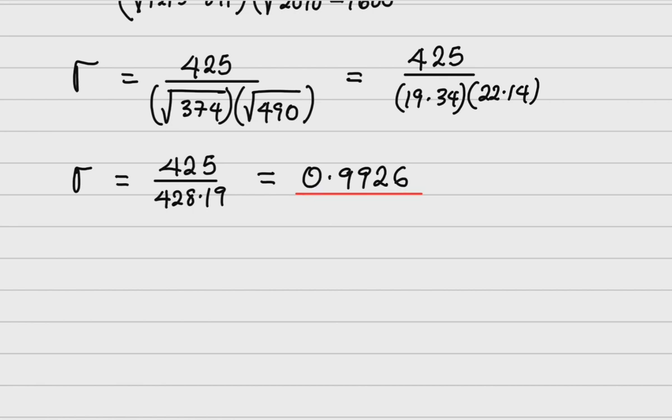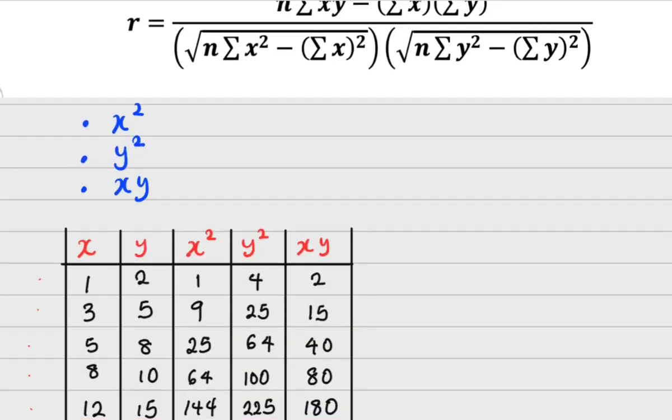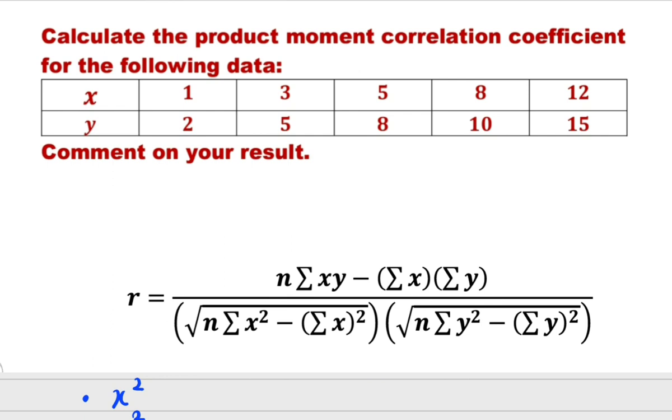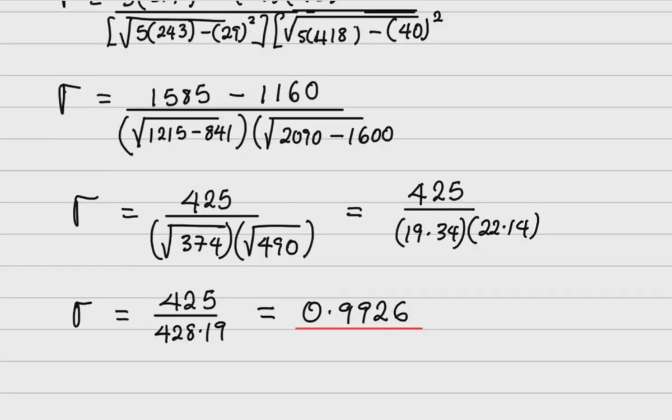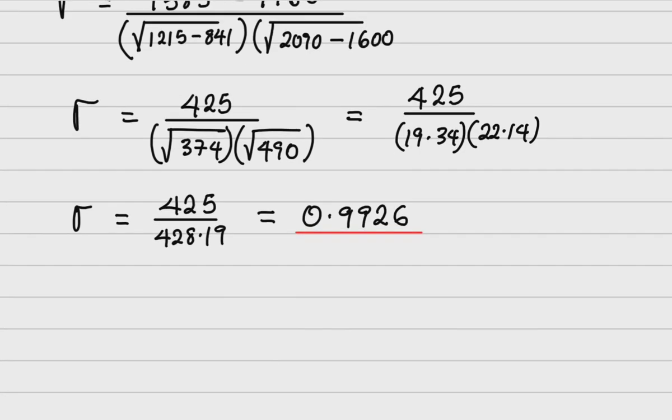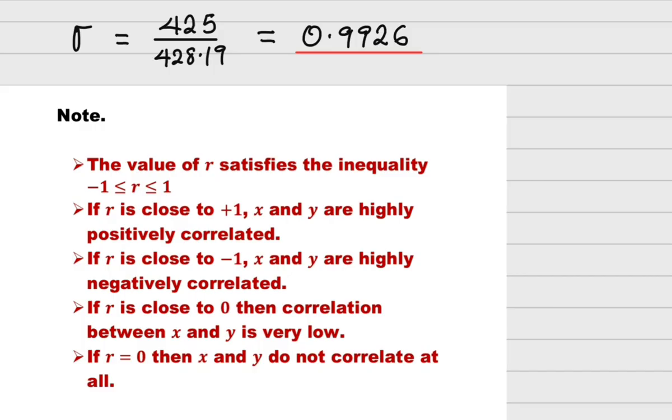But if you recall, the question says that we should make a comment. Let me go back so that you see it very well. You see, we should comment on our result. To comment on our result, I'm going to display to you how we can actually interpret the result. Now look at the screen. Look at the following conclusions. First, the value of r satisfies the inequality that r is greater than or equal to -1 and less than or equal to 1. So we see our answer is correct because it is within the range of what it should be.